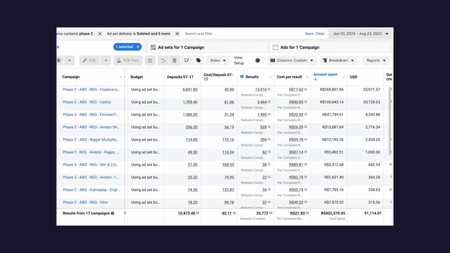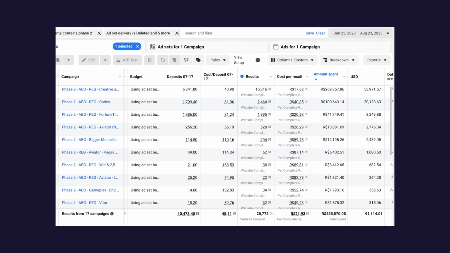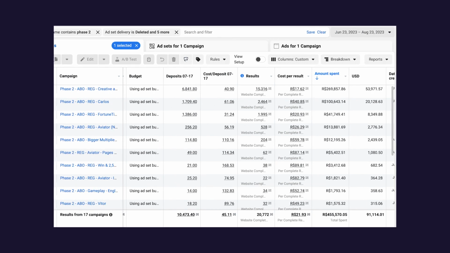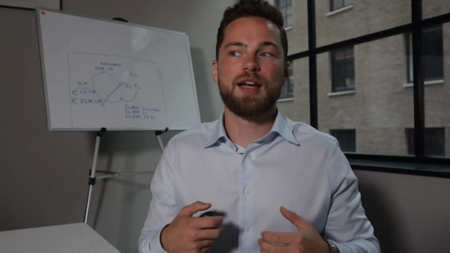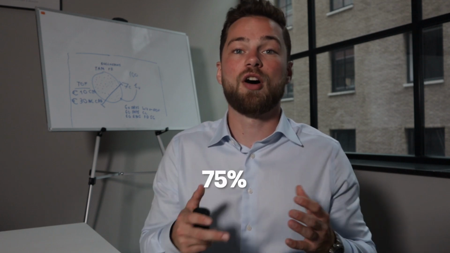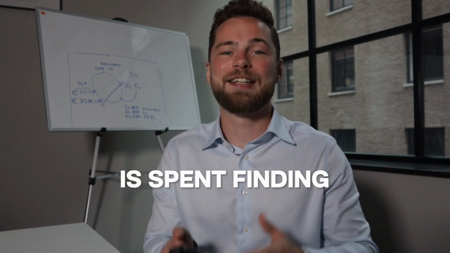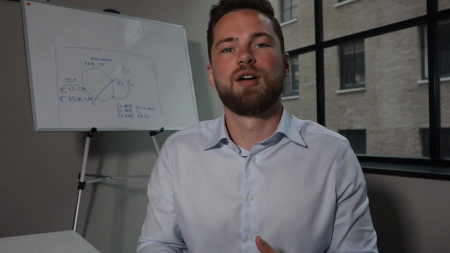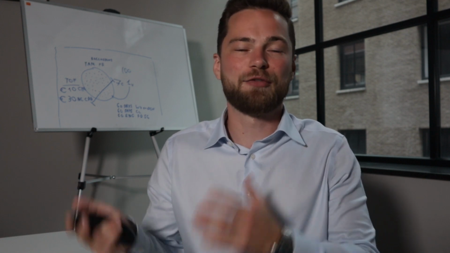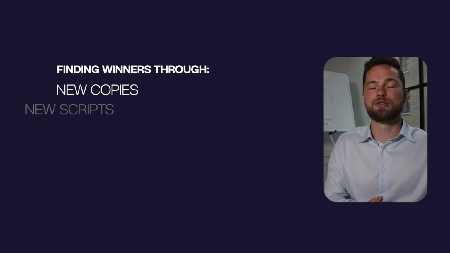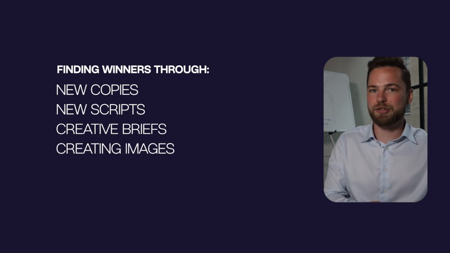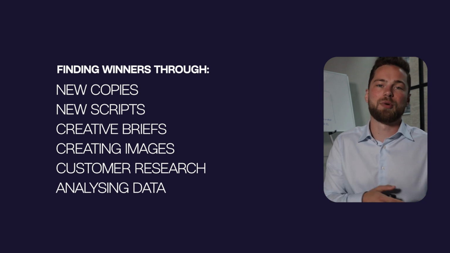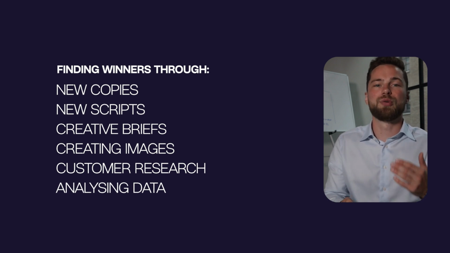Now you can see that from the $350,000 in spend, $91,000 went to ad testing, which is roughly 26%. I estimate that north of 75% of my time is spent finding new winners, as winners drive 80% or more of the ad account's performance. I find winners by writing new copy, writing new scripts, doing creative briefs, creating images, doing customer research, and analyzing my data to form new hypotheses on what's going to work or do even better.